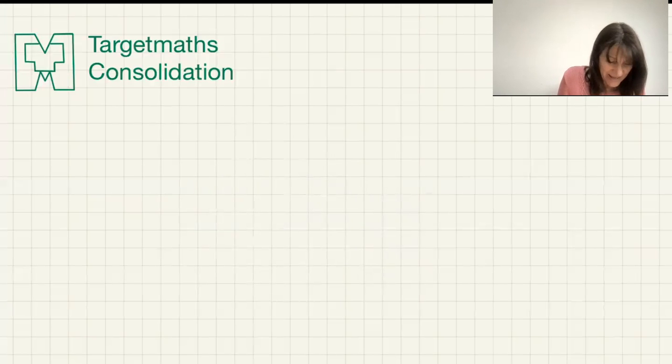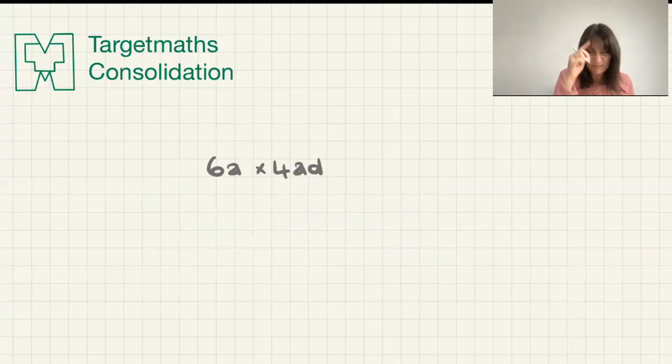Okay, here we go. 6a times 4ad. Press play when you're ready. Okay, so 6 times 4 is 24. a times a is a squared. And then I've got my d.